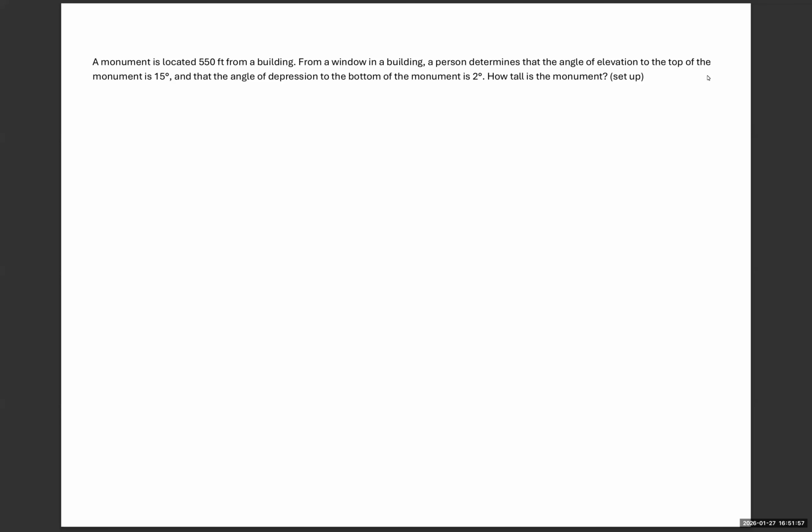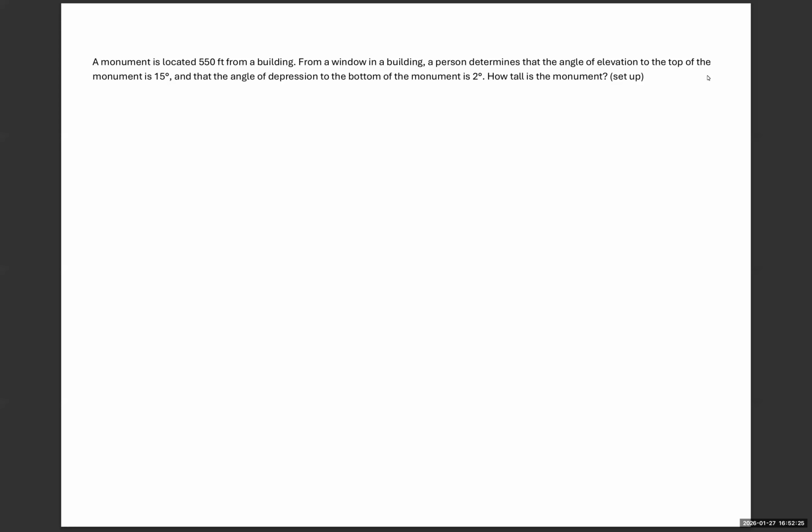All right, this is an example of a word problem and how to set it up so that you can use trigonometry to answer the question. So the problem is a monument is located 550 feet from a building. From a window in that building, a person determines that the angle of elevation to the top of the monument is 15 degrees and that the angle of depression to the bottom of the monument is 2 degrees. How tall is the monument?